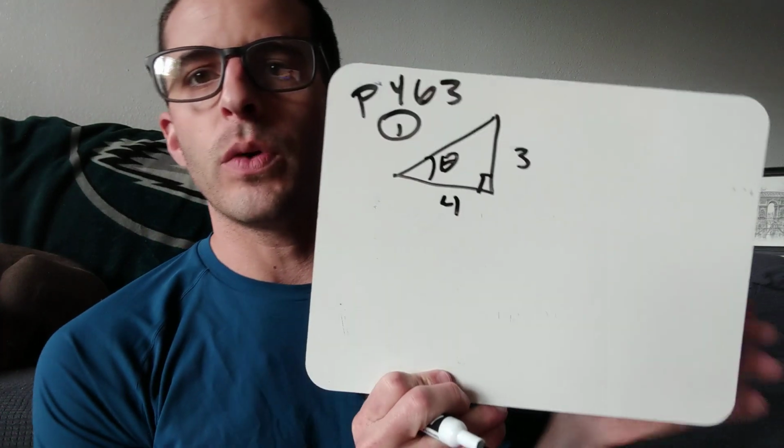All right? Now, let's see how to put this into action. We are on page 463, and we'll do number 1 together. So they give us a right triangle, and they tell us that there's a leg of 3, a leg of 4, and they're telling us what theta is.